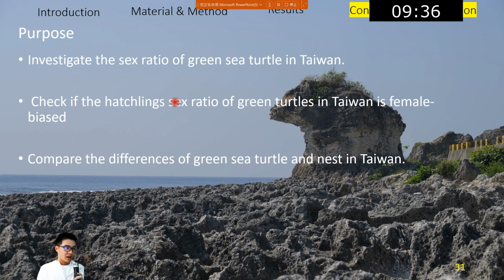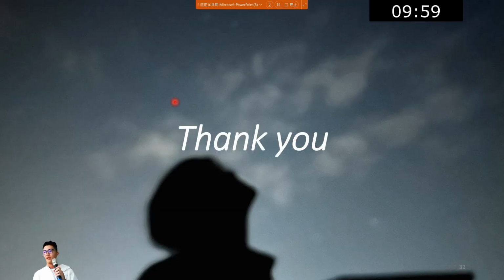So after all, investigate the sex ratio of sea turtles in Taiwan, checked. Check if the hatchling sex ratio of green sea turtles in Taiwan is female biased, checked. Compare the difference of the green sea turtle nests in Taiwan, checked. Hope that this will lead you guys to some more thinking about that. Thank you.